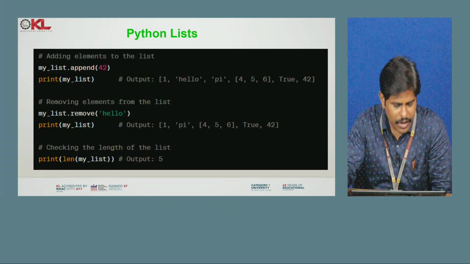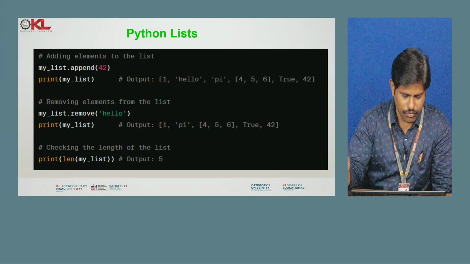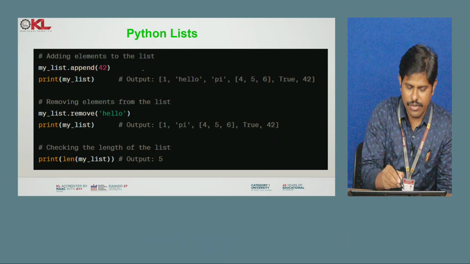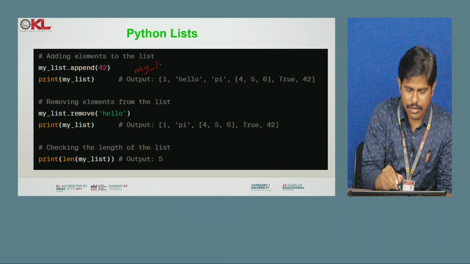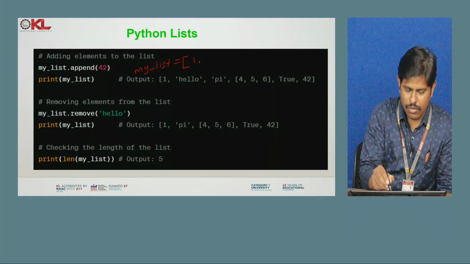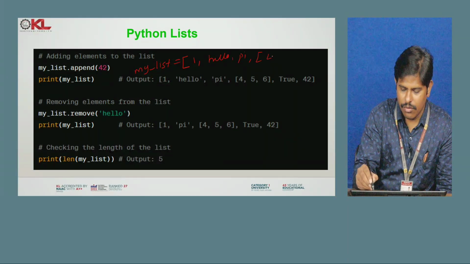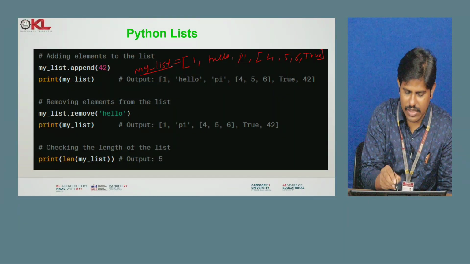And I want to append 42 to my list here. So earlier, in my list I have 1, hello, pi, 4, 5, 6 and true. This is my previous list here.